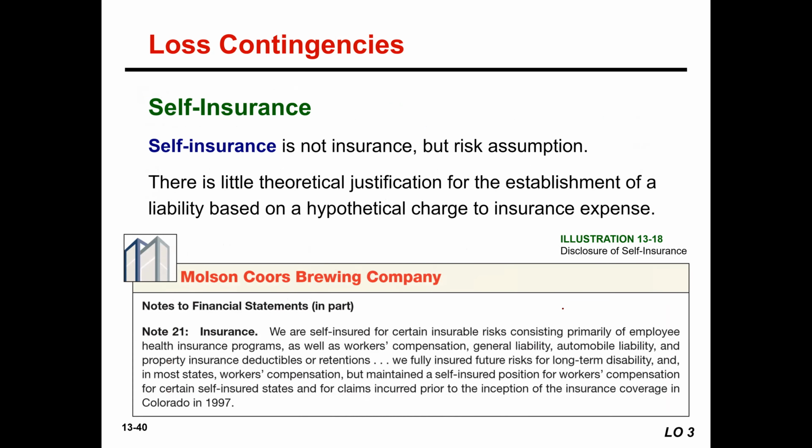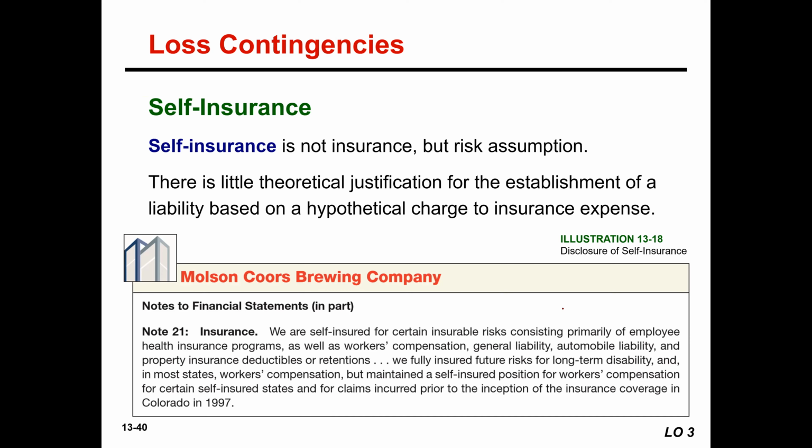Self-insurance is another loss contingency discussed in this chapter. Basically, with self-insurance we're not paying an outside insurance agency. We're saying that we are self-insured, which means that we will cover any of our costs associated with that, right? So self-insured is essentially we are assuming the risk. We're not paying an insurance company to assume risk. We are self-insuring, or assuming our own risk.